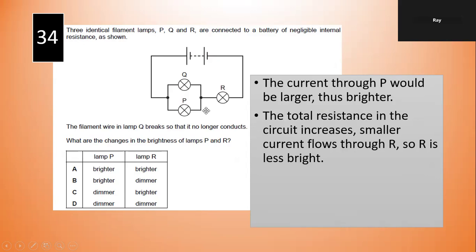Total resistance in the circuit increases. Previously, this is smaller. Now there's only one resistor, so the current passing through R is smaller. You are right. You are good. You are improving.